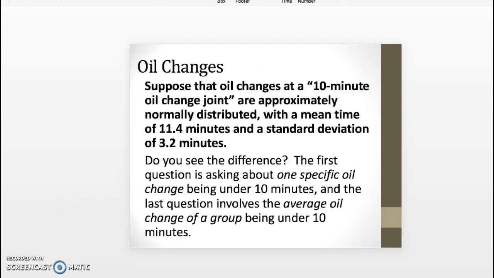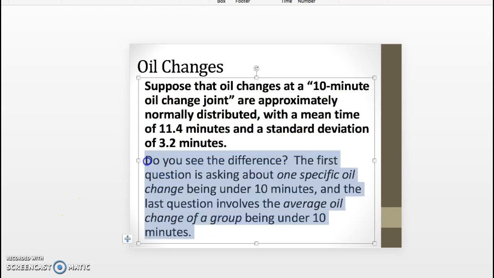So one last slide for summary here, just to summarize what's going on. I want to make sure you see the difference. The first question was asking about one specific oil change, like you as an individual, being under 10 minutes. And the second question is the average oil change for a group being under 10 minutes. So that's the contrast we're going to see between Chapter 7 and 8. Chapter 7 had to do with an individual. Chapter 8 is having to do with a group and a specified end value.